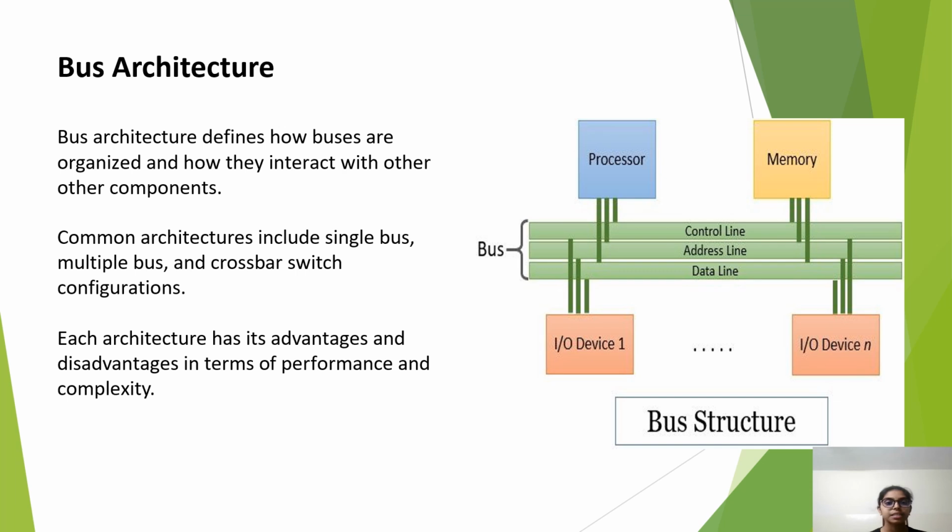And coming to the bus architecture. Bus architecture defines how buses are organized and how they interact with other components. Common architectures include single bus, multiple bus, and crossbar switch configurations. Each architecture has its advantages and disadvantages in terms of performance and complexity. This is the processor, memory, and then followed by the control line, address line, and the data line. Input device 1, input device n. Any number of input devices can be given in this system. This is the structure of the bus.